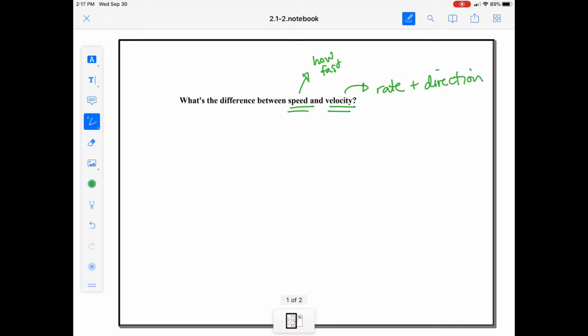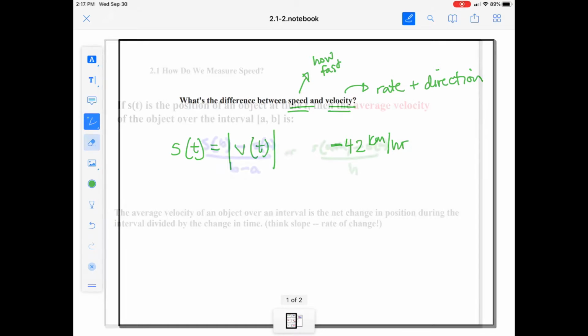Meaning, I could be going at a velocity of negative 42 kilometers per hour. And that denotes that I'm traveling that fast, but I'm also going in one of two directions, down or to the left. And that's where the negative comes from. Whereas speed, and we might familiarize ourselves with that notation, speed is the absolute value of velocity.